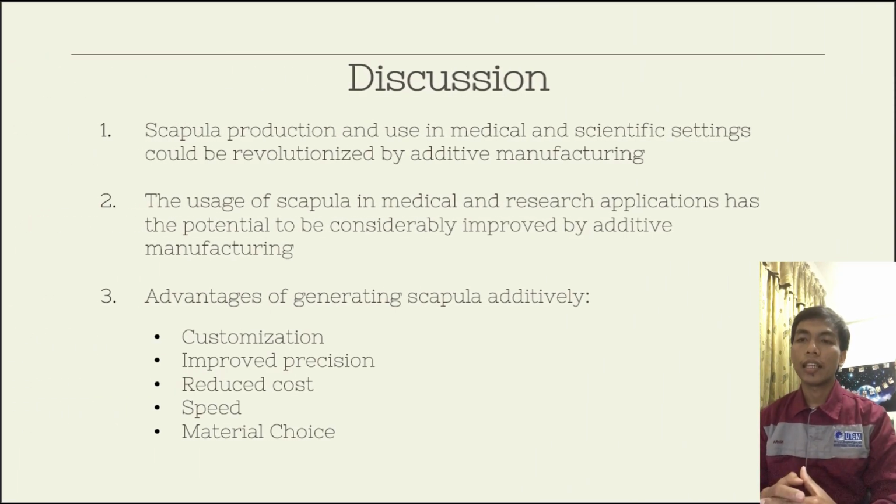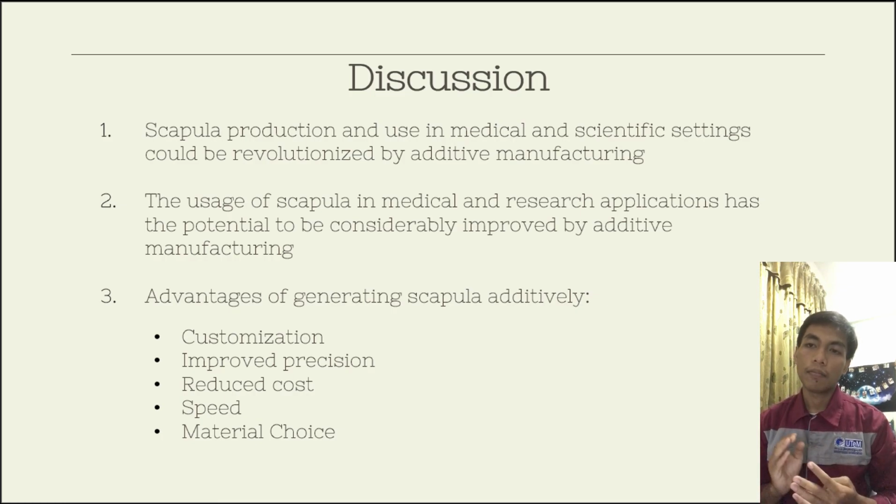Scapula production and use in medical and scientific settings could be revolutionized by additive manufacturing. The usage of scapula in medical and research applications has the potential to be considerably improved by additive manufacturing. The advantages of generating scapula additively are customization, improved precision, reduced cost, speed, and material choice.